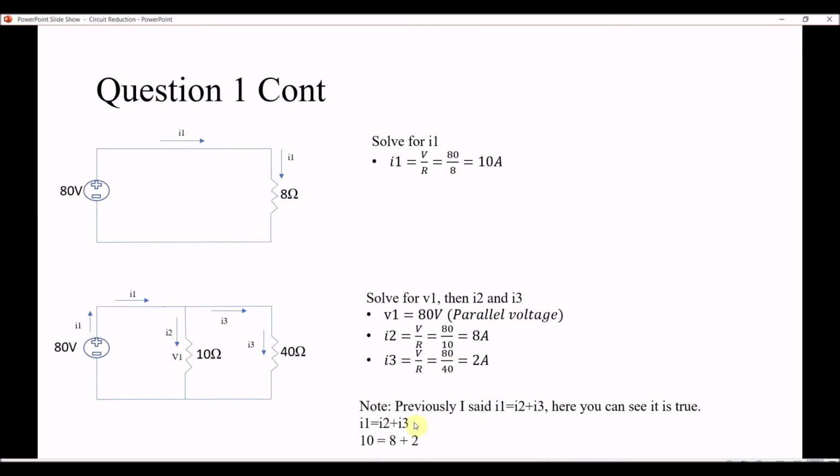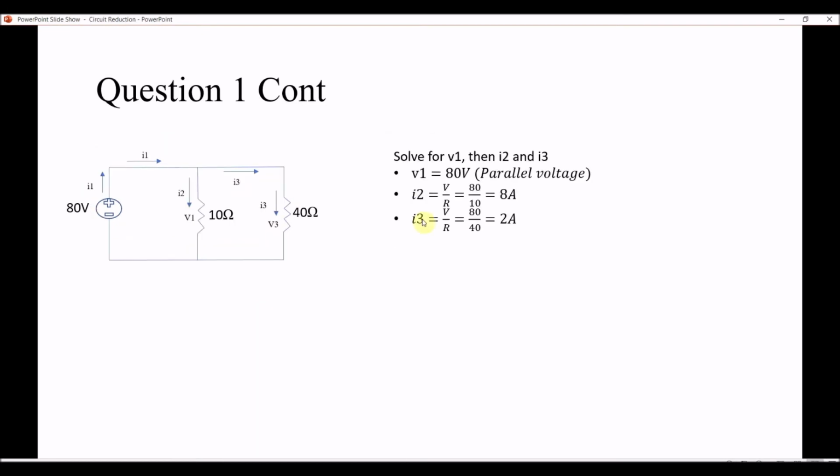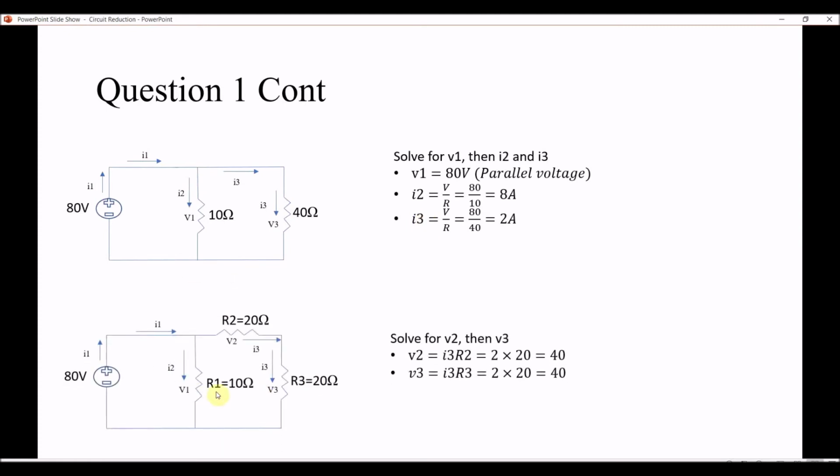Also, yeah, I previously said I1 equals I2 plus I3, and here you can see I1 equals I2 plus I3. I1 we solved for 10, I2 is 8, I3 was 2, and that matches. 10 equals 8 plus 2, which is 10. So we're back to the previous step, and the next step, which is the complete circuit.